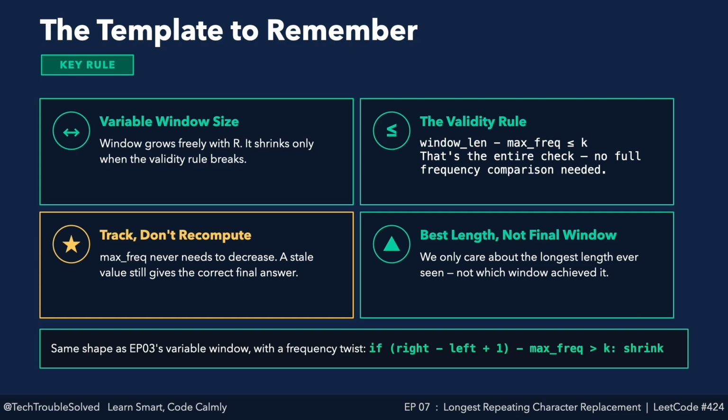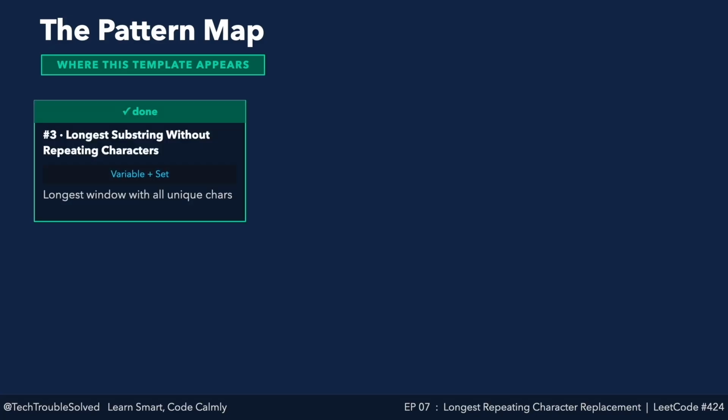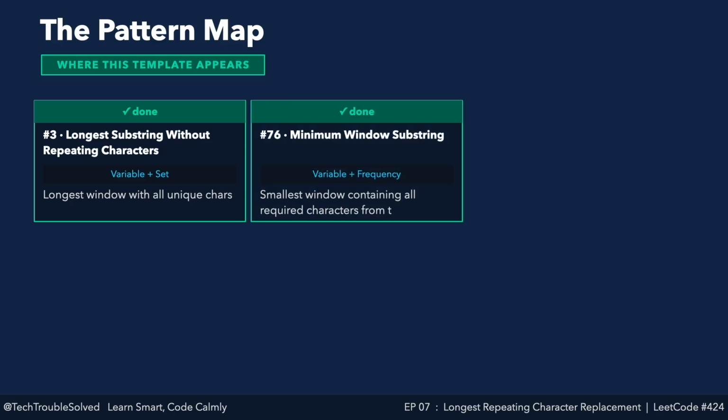And here is where this technique sits inside the full pattern family. Here is the whole pattern family laid out. Longest substring without repeats. Variable window, validity check is 0 duplicate characters. Minimum window substring. Variable window, validity check is the window contains all required characters from T. Shrink until it stops being valid.